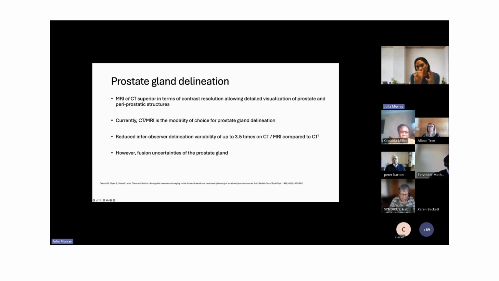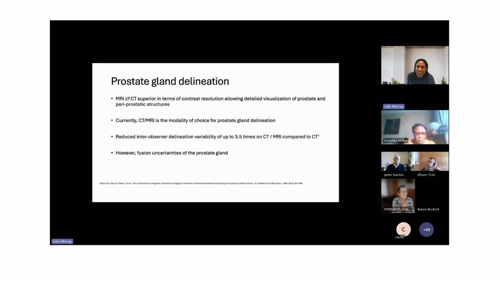Then looking at what we know for contouring. MRI compared with CT is superior in terms of contrast resolution, and allows better visualization of the prostate and the periprostatic structures. But currently, I think the majority of us are using CT with the aid of MRI to help us in prostate gland delineation. I know my colleague, Dr. Tree, is very keen for us in the future to be able to plan on MRI, and hopefully that is something we'll be able to do.